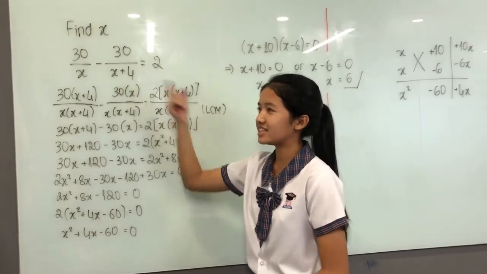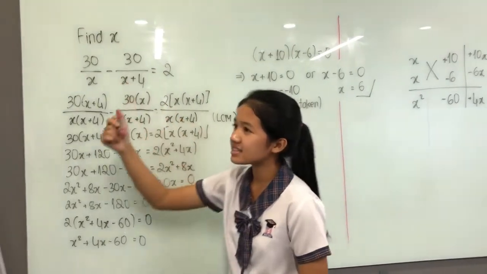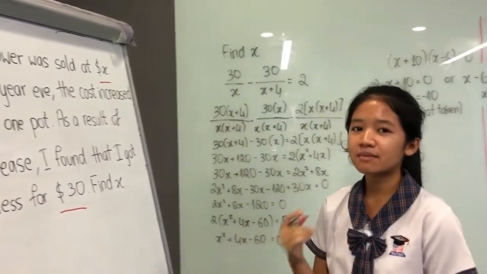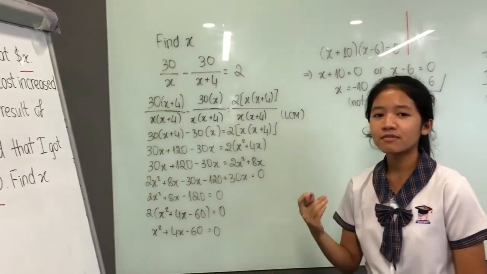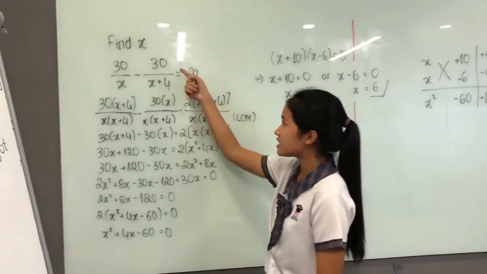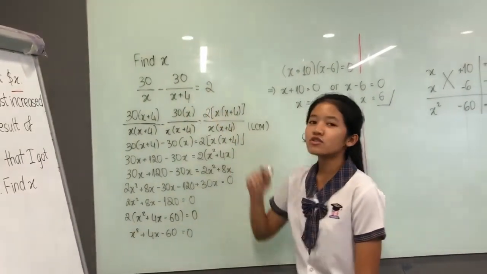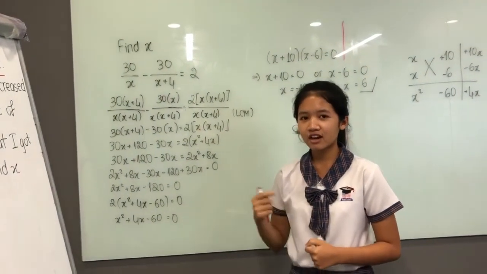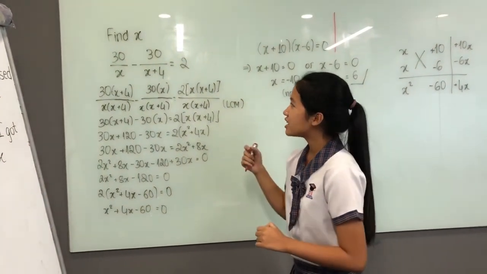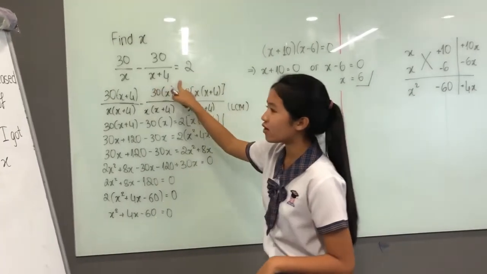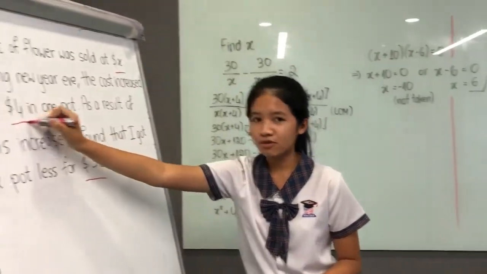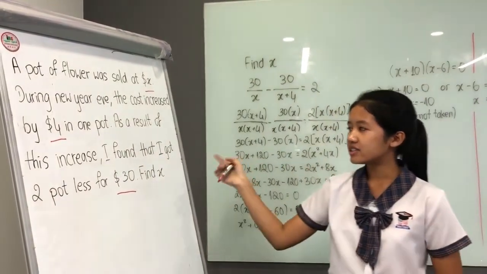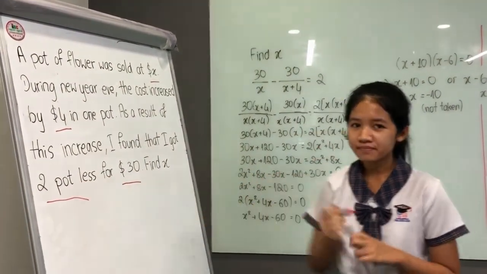We obtain an equation: 30 divided by x, where we take the $30 divided by x dollars to find the number of pots we received before New Year, and we take 30 divided by x plus 4 to find the number of pots we received after New Year and after the cost increase. So we take x plus 4 because the price is increased by $4, and it must equal 2 because they said that she got 2 pots less.